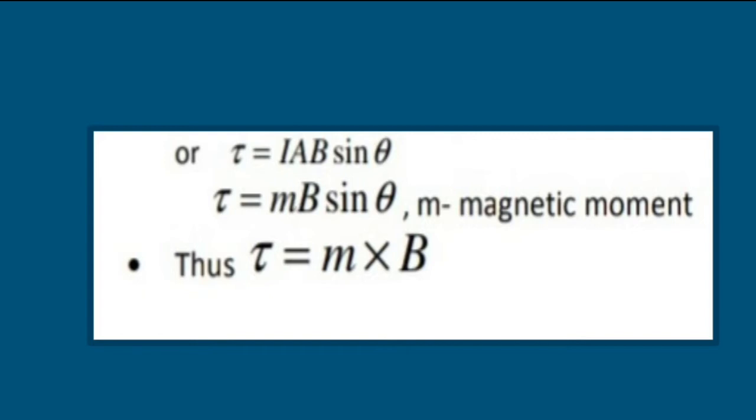One more point is to be added: if instead of a loop you have a coil of N turns, the magnetic moment becomes N times IA. So the expression for torque becomes NIAB sin theta. So that whole thing gets multiplied by N, where N is the total number of turns.